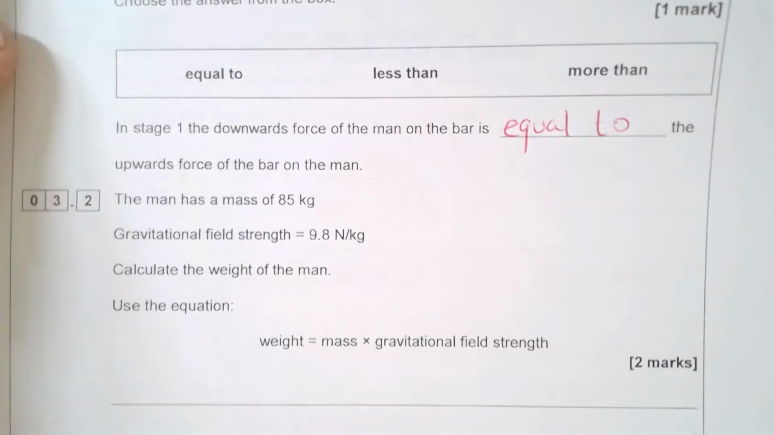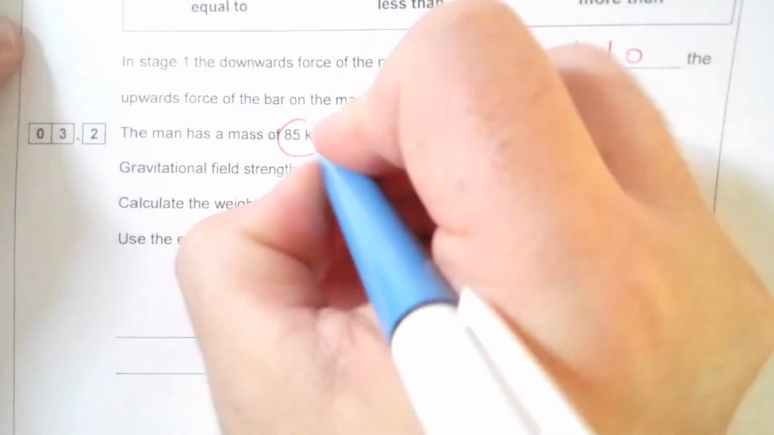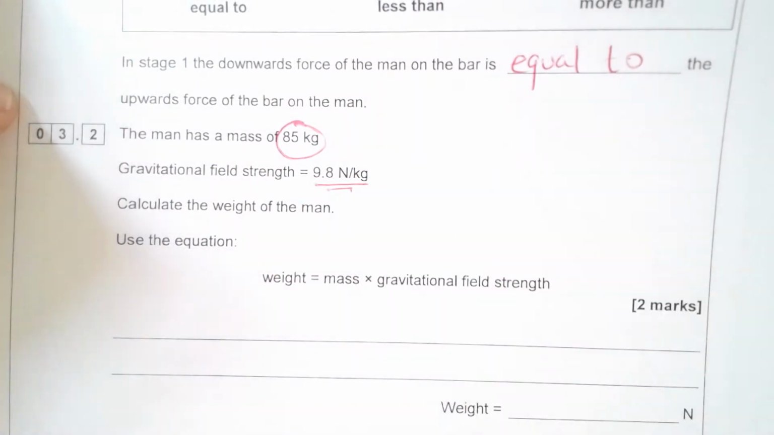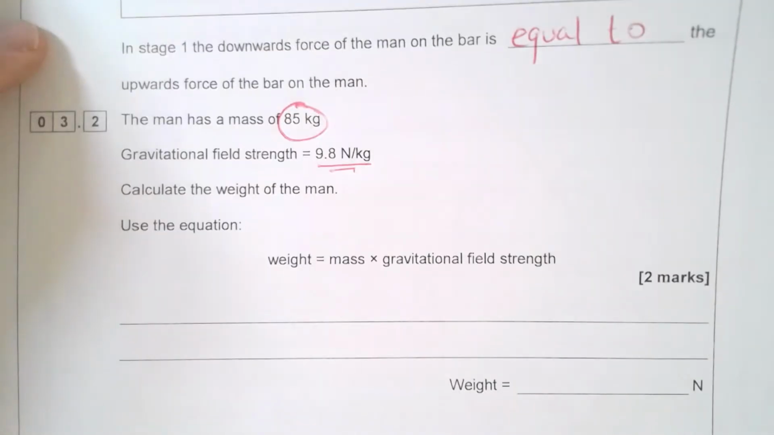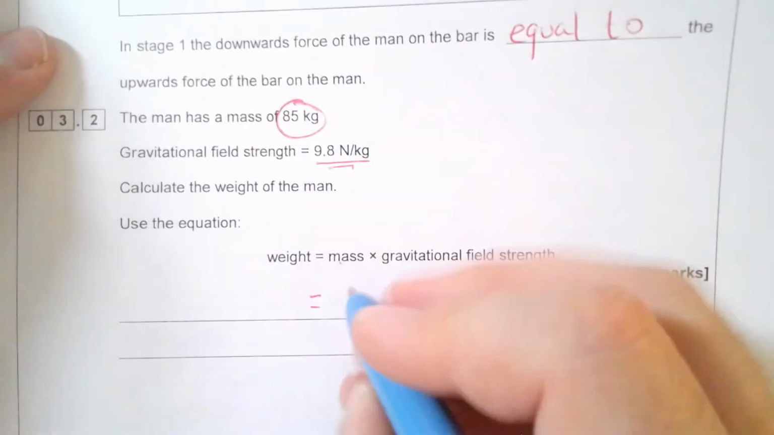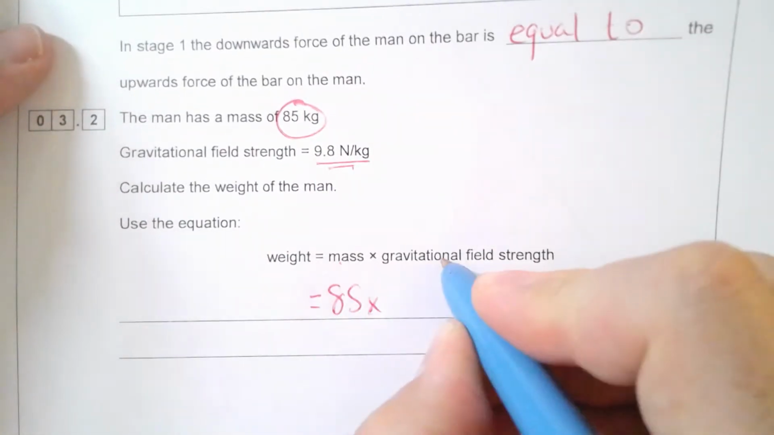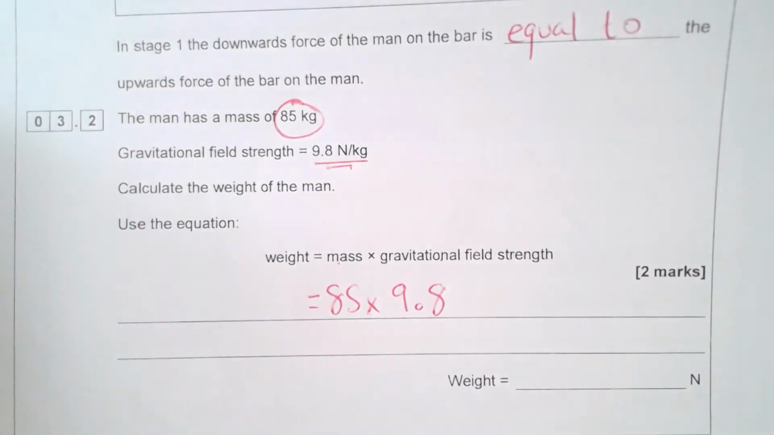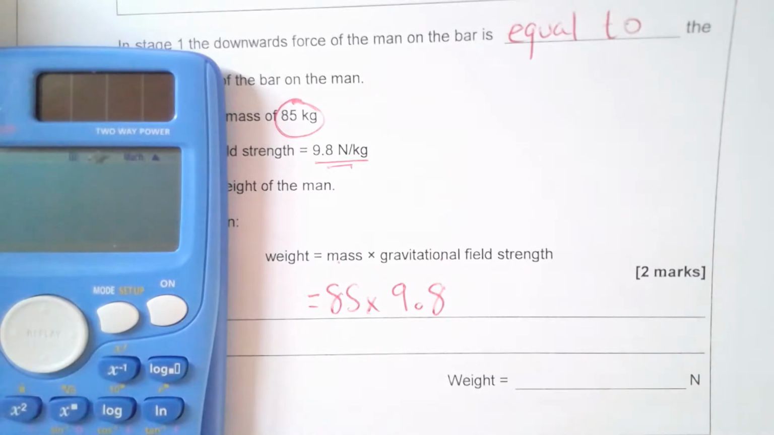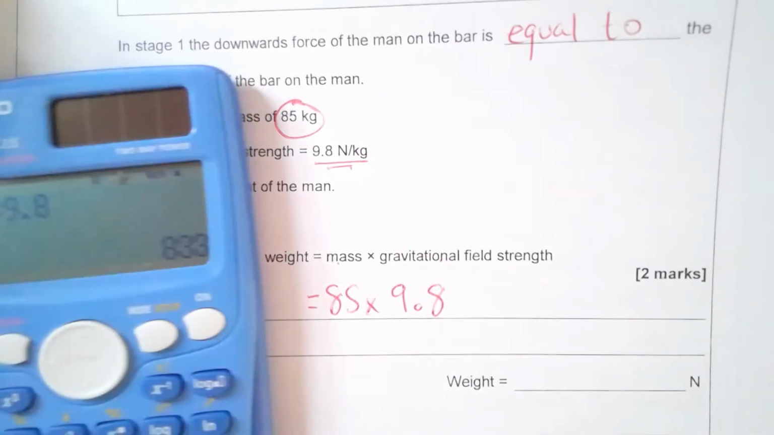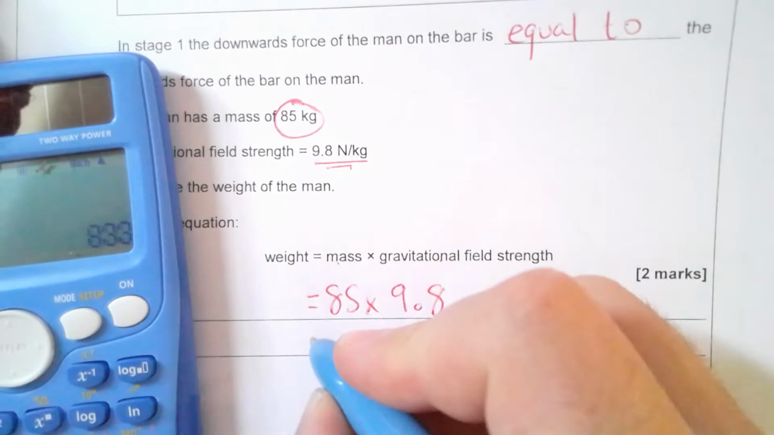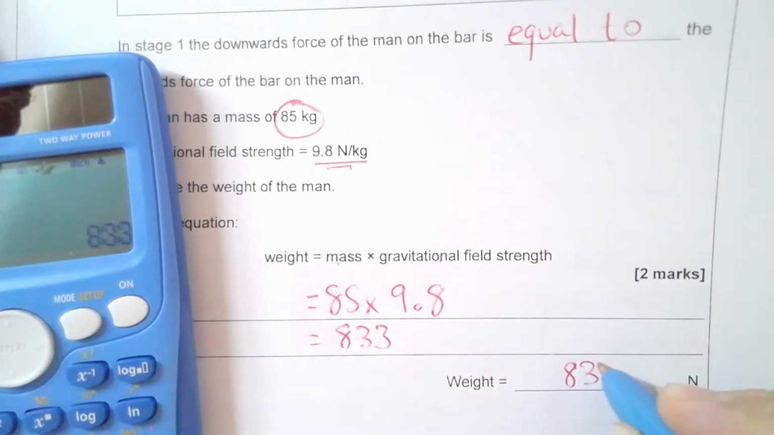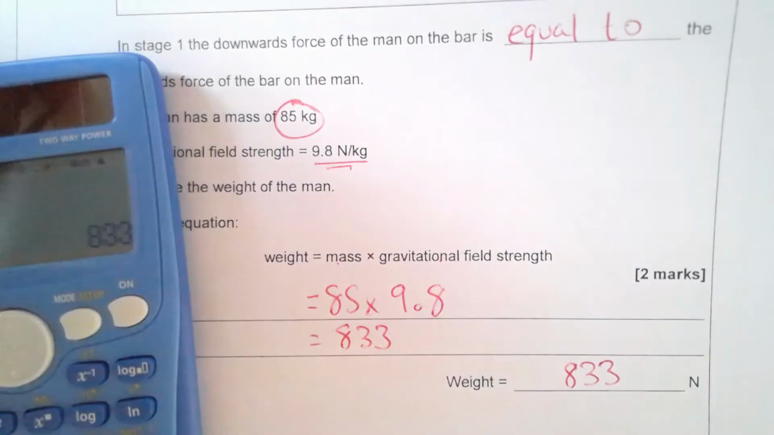Next, a simple calculation. We have a man with a mass of 85 kilograms. There's a gravitational field strength of 9.8, and we need to calculate the man's weight. So weight is mass times gravity. Mass was 85. Gravitational field strength on Earth is 9.8. They usually give that to us, but if they do not, remember it's 9.8. And that gives me 833. You can always use your calculator. So 833 newtons.